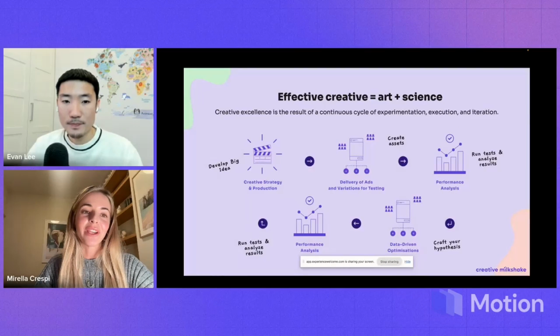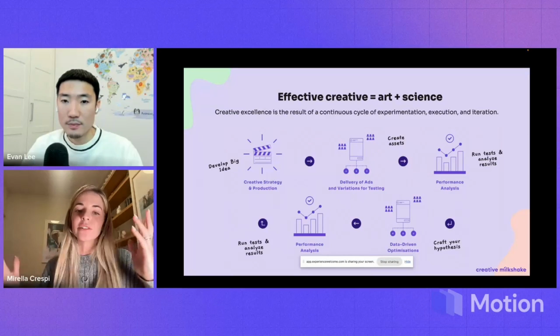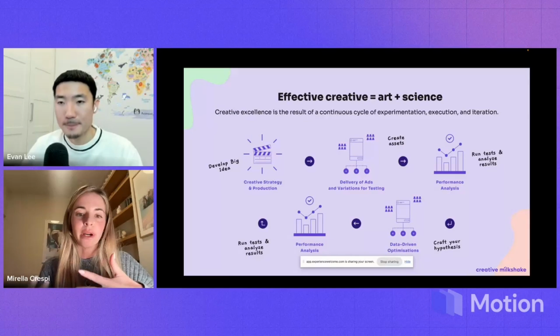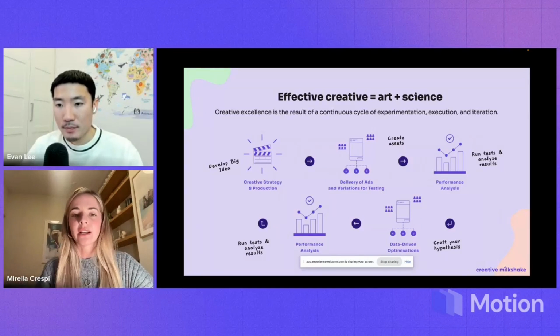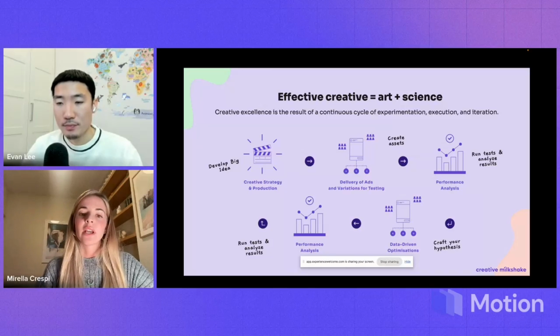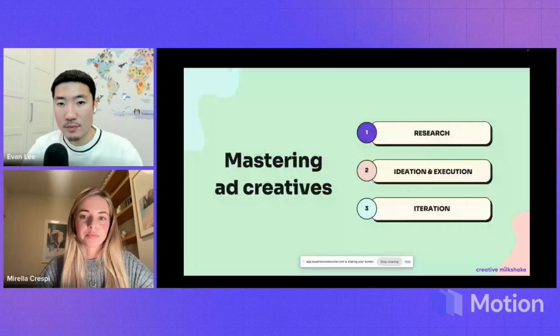We firmly believe that creative excellence is the result of a continuous cycle of experimentation, execution, and iteration. And that's a lot of what this conversation is going to be about today: how to develop your creative strategy, how to execute on your creatives, how to test and iterate on them so you can unlock those winners that really help you scale.